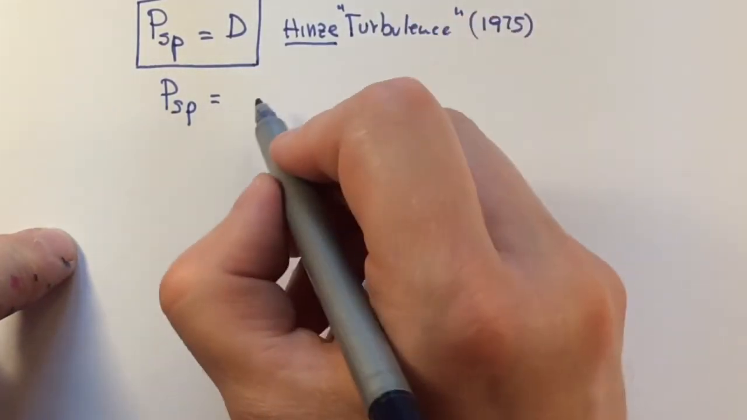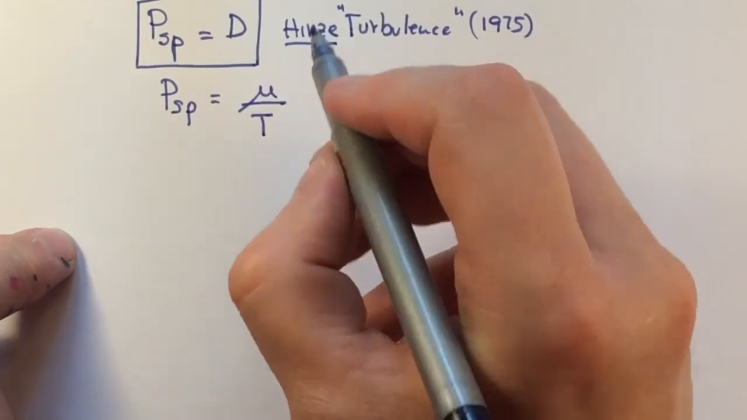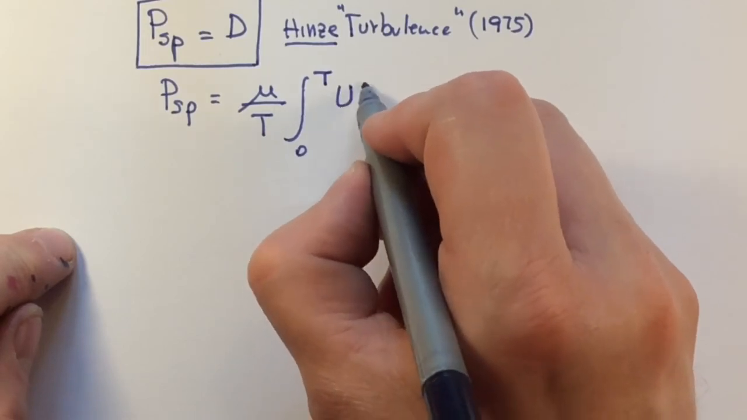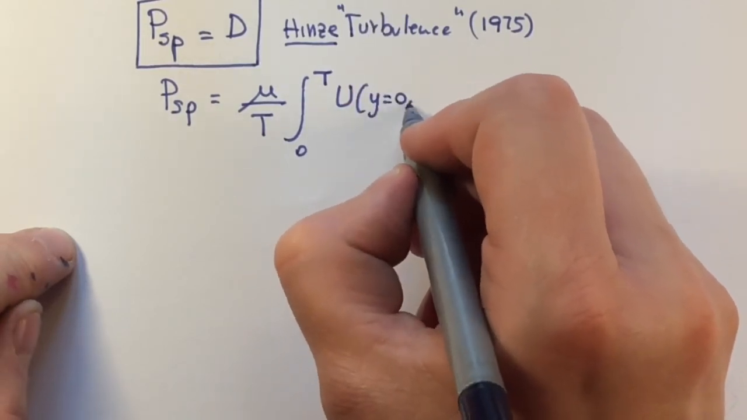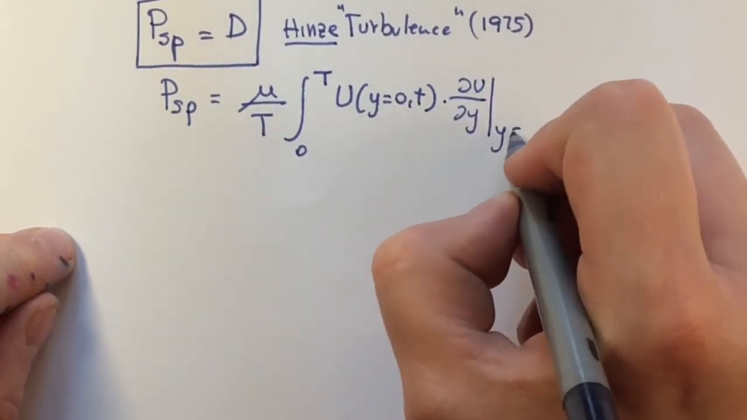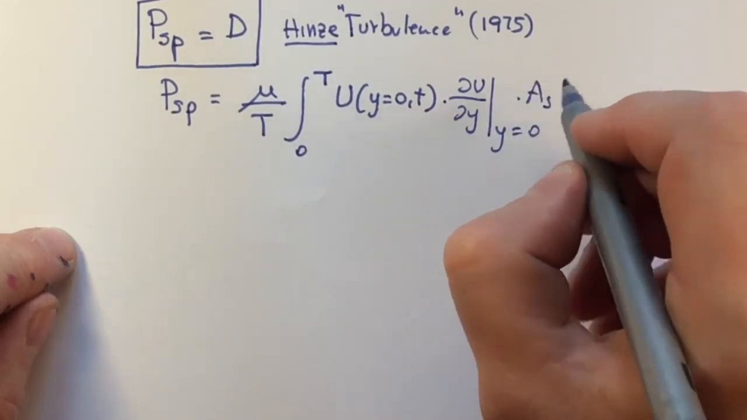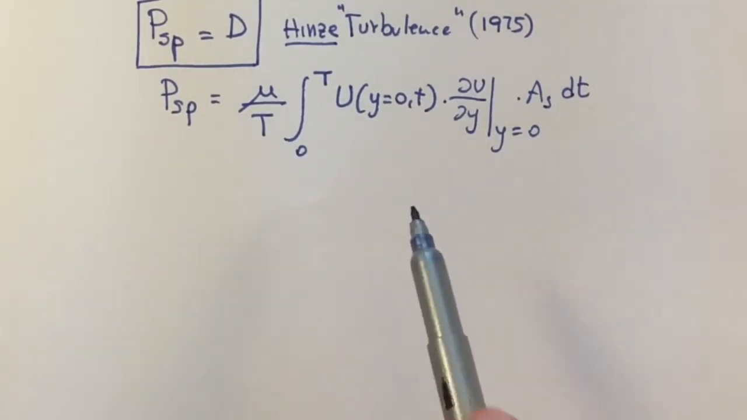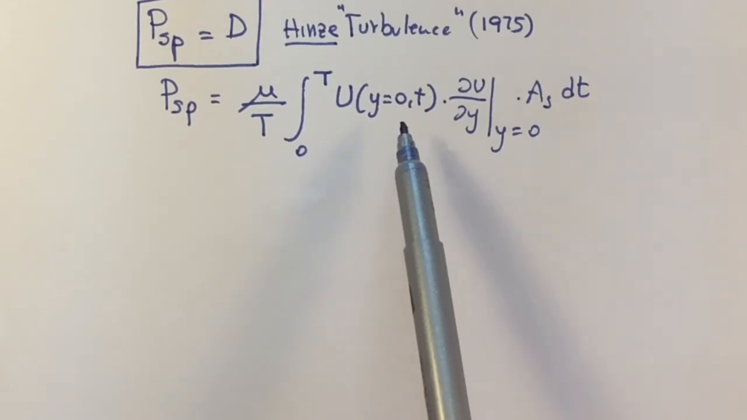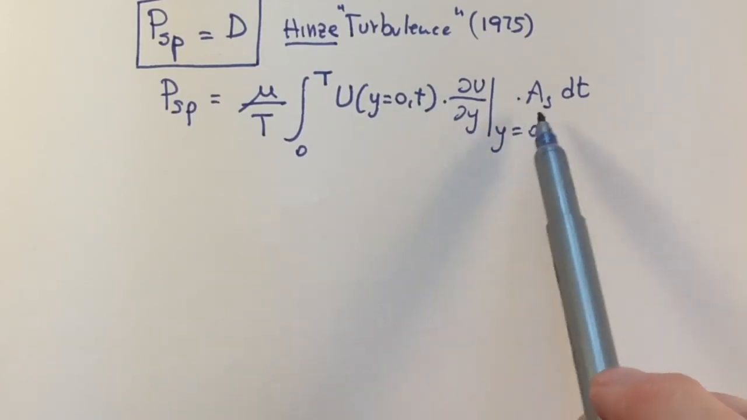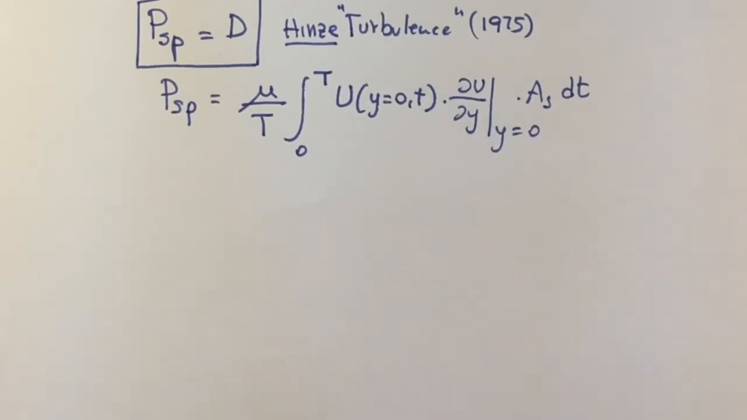So in our case, if we average this power over time, we have the integral from 0 to T of u at the wall, so y equals 0, as a function of time, times ∂u/∂y at y equals 0, times the surface area, and then we integrate over time. Of course, this is the power spent at the wall, so we have a velocity times a force. The force is nothing but the shear stress, so mu ∂u/∂y multiplied by the area. And so of course here there's no integral along the wall normal direction.